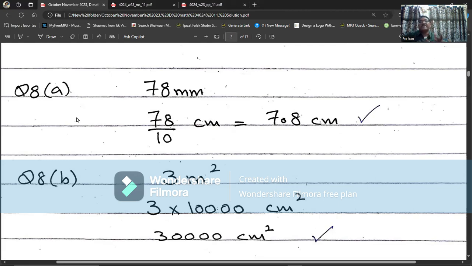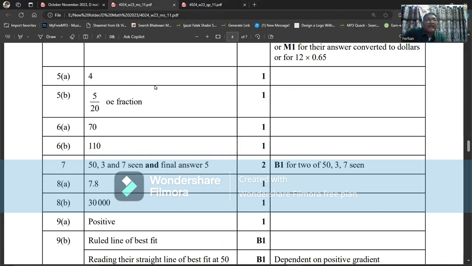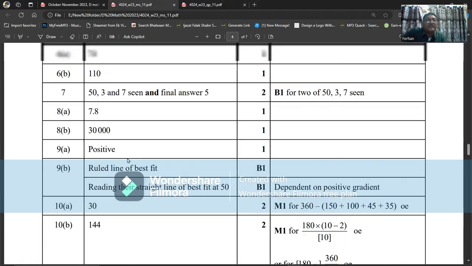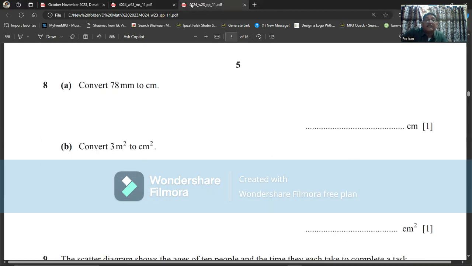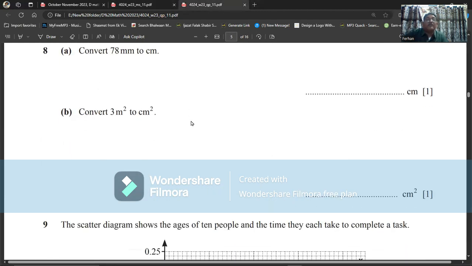Because I'm dividing by 10, I simply move the decimal 1 step to the left. So 7.8 centimeters is the answer, sir. 7.8 is the right answer. Next, question number 8, B part. It says convert 3 meters squared to centimeters squared.